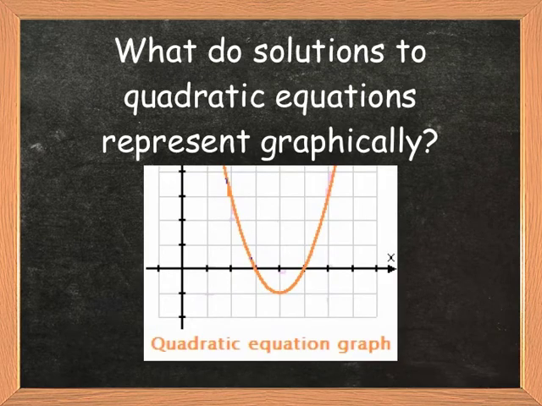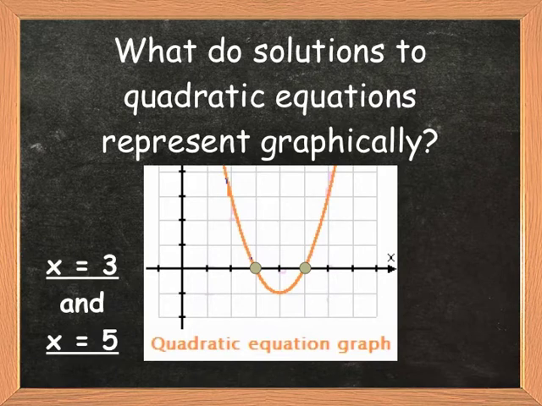The solutions to the quadratic equations are the place or the places where the curve crosses the x-axis. This particular quadratic function has two solutions, x equals 3 and x equals 5. At those values for x, the y value is 0.